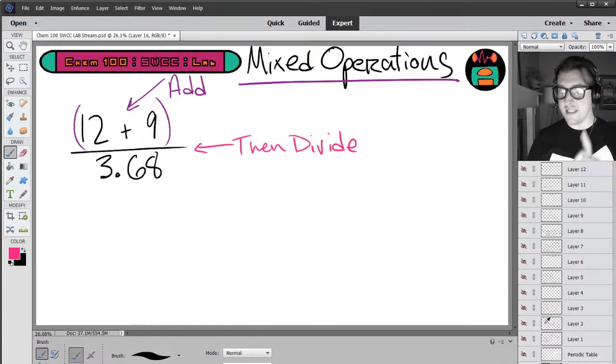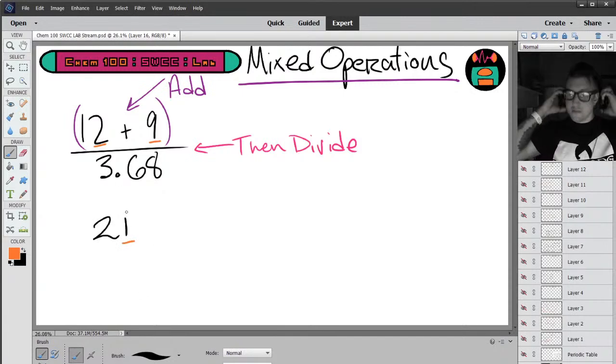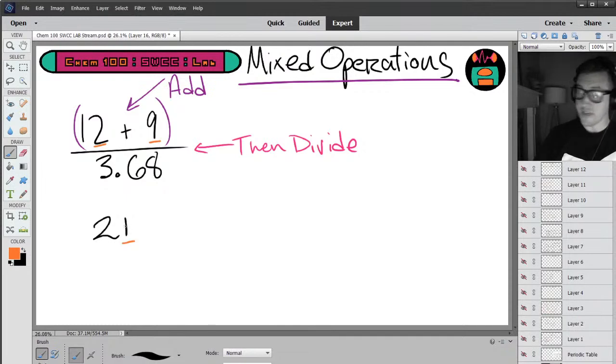All right, so that means step 1, you go 12 plus 9. 12 plus 9 is 21. And now you have to ask yourself, how many sig figs should I have? The last significant digit in 12 is in the ones place. The last significant digit for 9 is in the ones place. So 21 must have its last significant digit in the ones place, and it does. So we do not need to round or do anything to our numerator.